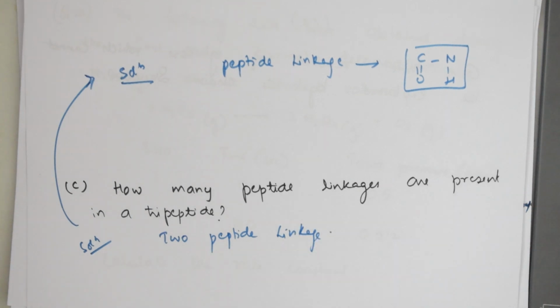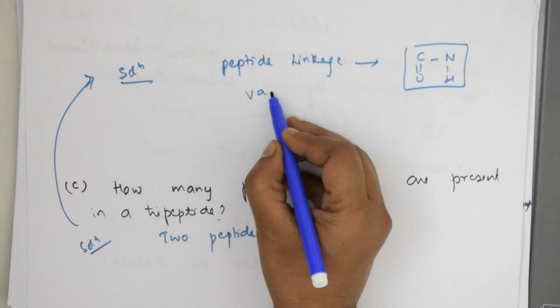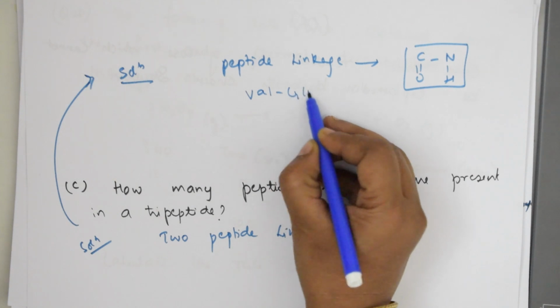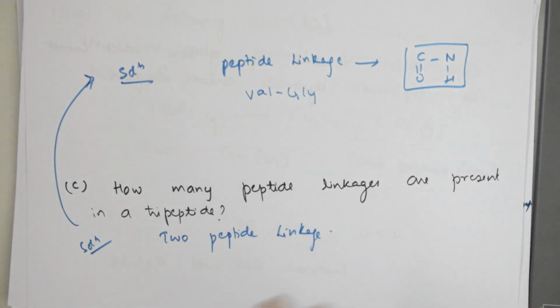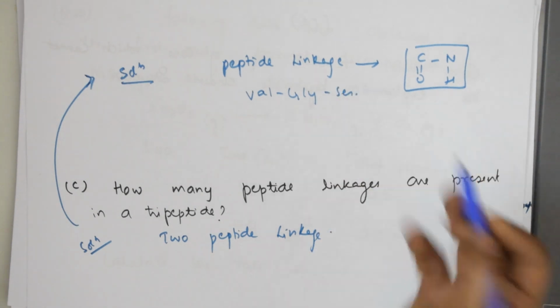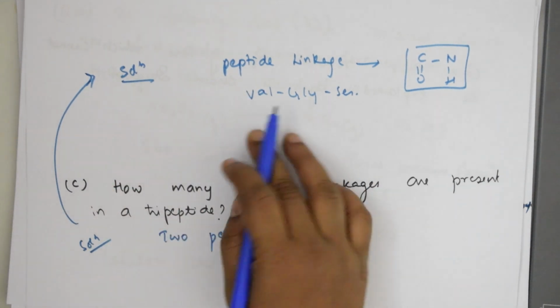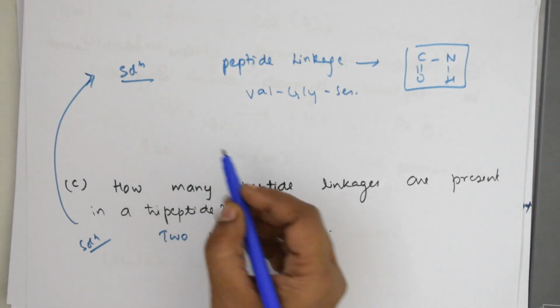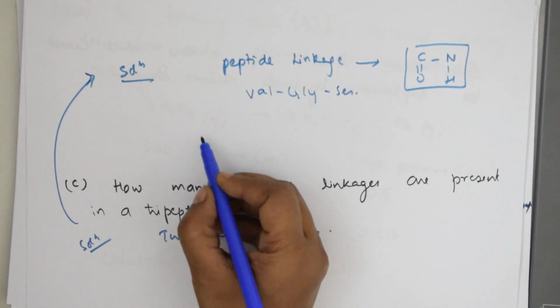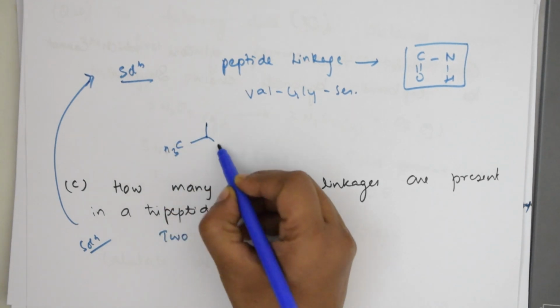Let me show you how. Suppose I take a tripeptide, for example valine, glycine, serine, all linked together. First, let me draw the structure and explain.